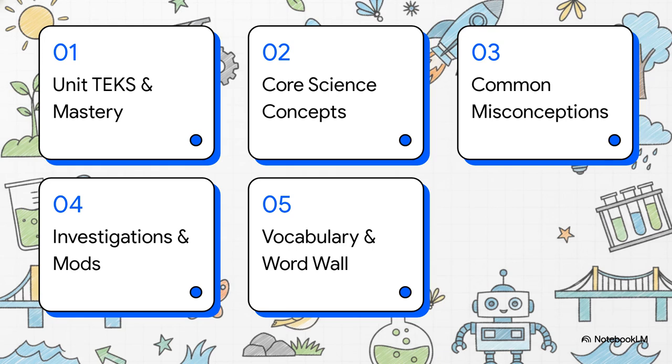So, here is our game plan today. 1. Unit TEKS and Student Mastery. 2. Core Science Concepts Explained. 3. Addressing Common Student Misconceptions. 4. Investigations and Necessary Modifications. And 5. Vocabulary and Interactive Word Wall.